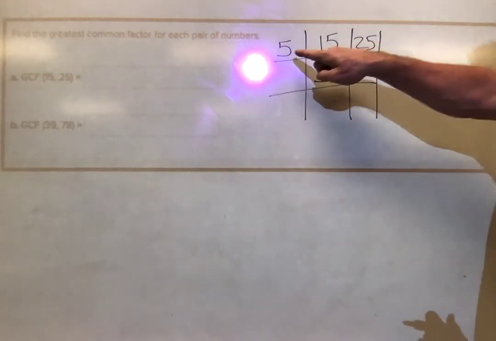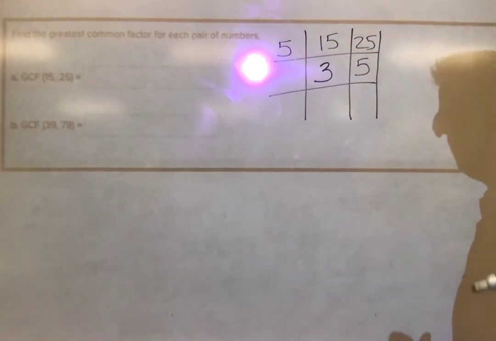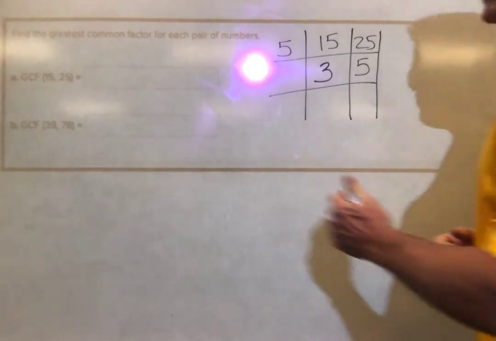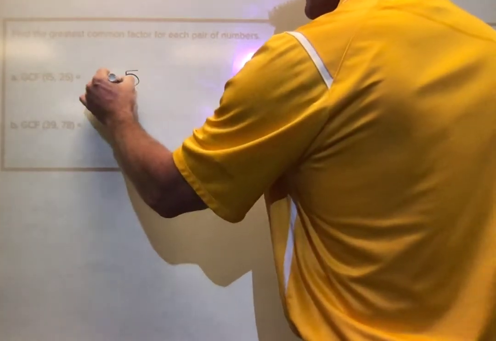So in this case, the greatest common factor is just 5. That's the only thing that I could pull out of there because that's the only factor they both have in common. So the answer is simply 5.